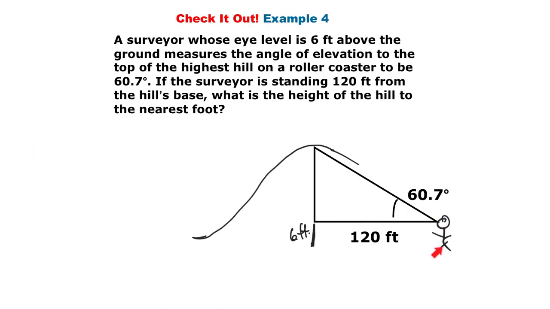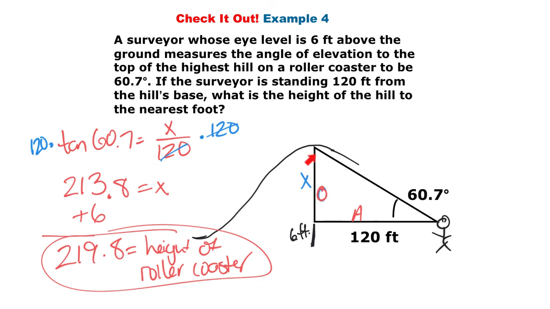To my diagram, I've added my surveyor right here and the fact that his eye level is 6 feet from the ground. And then I've just added the hill of my roller coaster just to give me an idea of what's going on. I used tangent because I knew the opposite and the adjacent, and when I solved that for x, I got 213.8, but I needed to add on the 6 feet for my surveyor's height, so the total height of the roller coaster is 219.8.